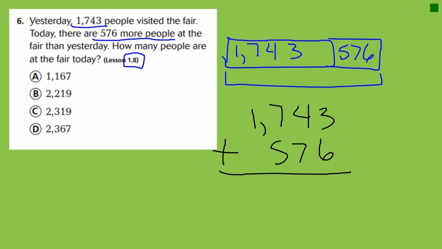Zoop, right? 6 plus 3 is 9, 7 plus 4 is 11, 5 plus 7 is 12, plus 1 is 13, 2. It's nice just to add after all the madness that we've been doing, isn't it, guys?